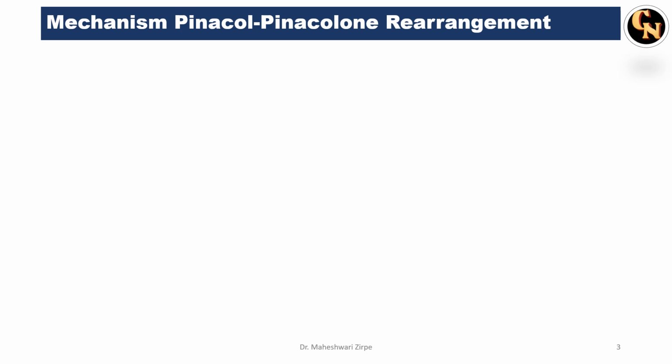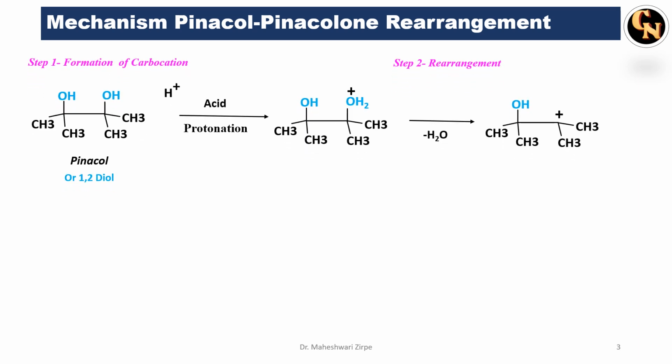So let us see the mechanism, how the change takes place step by step. Basically the Pinacol-Pinacolone rearrangement takes place in 3 steps. First step is formation of carbocation. So let us take a pinacol, that is a 1,2-diol. Here we have taken the same example which we showed in the previous slide, that is butane-2,3-diol. The first step is formation of carbocation. So let us see how the carbocation forms.